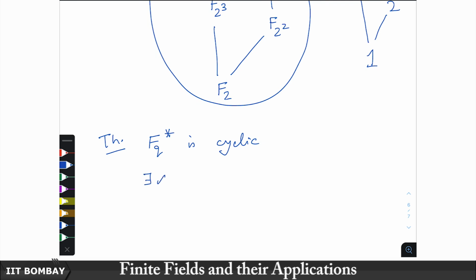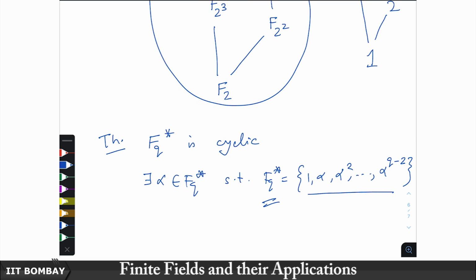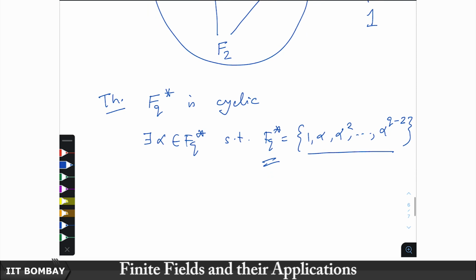That is, there exists alpha in F q star such that F q star can be written as 1, alpha, alpha square, up to alpha power something. F q has q elements. So, F q star has q minus 1 elements. So, the highest power here will be q minus 2, because q minus 1th power will give us 1. So, all the elements of F q star are powers of alpha. So, there is one such element alpha for which all the elements can be written as powers of alpha. This is what this result is saying, F q star is cyclic.